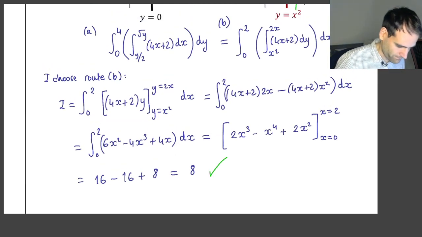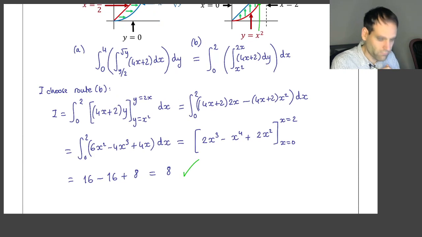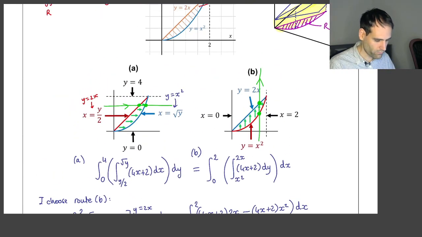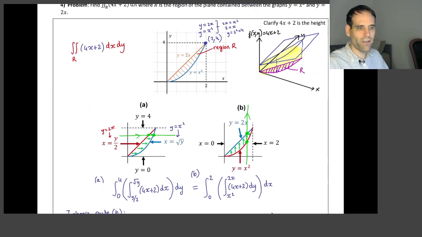So you now know how to do double integrals in non-rectangular regions.